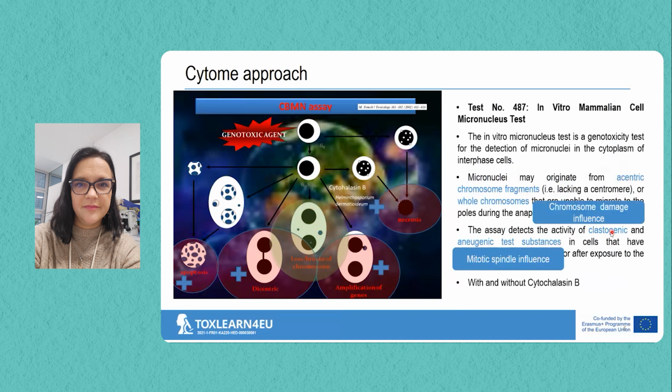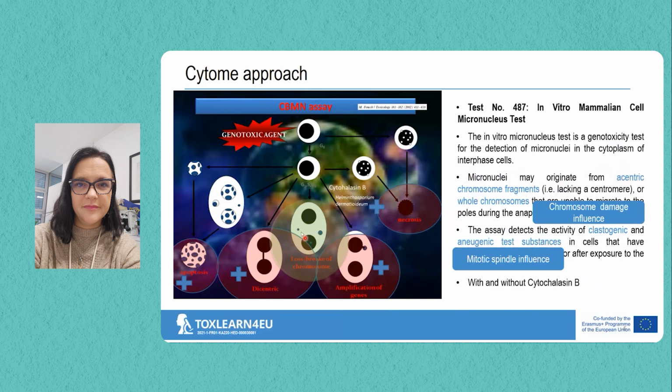What does that mean? Clastogenic means that the chemical or the agent has an influence on making chromosome damage. But if it has an aneugenic influence, that means that its influence is on the mitotic spindle. So you can use the cytochalasin B chemical or not, as I have already told you. But usually we are using cytochalasin B and assessing the DNA damage after the first division in shared cytoplasm.